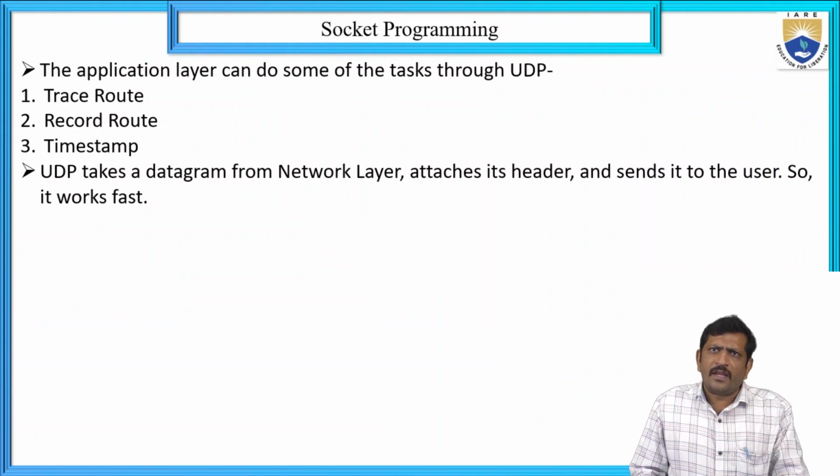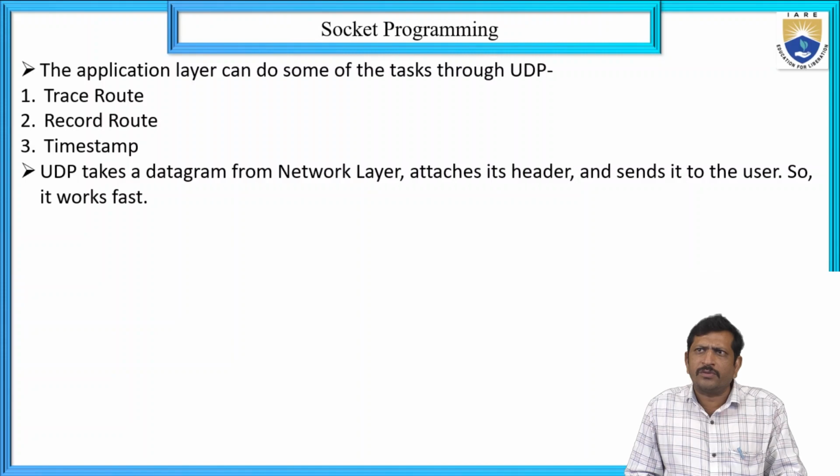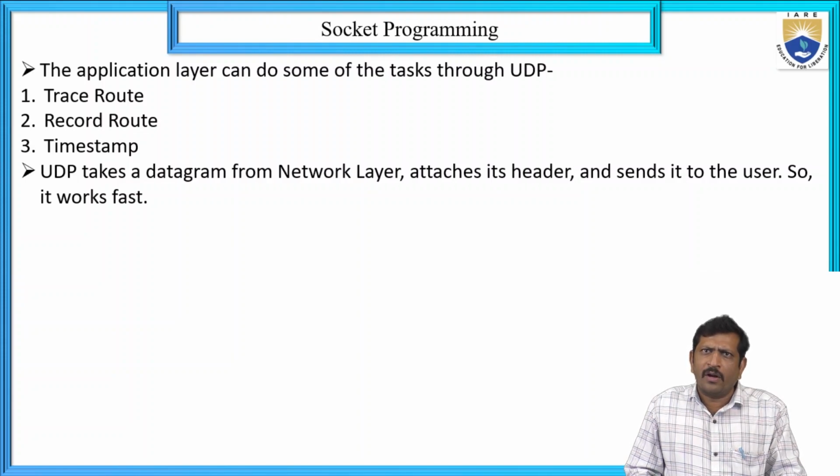And the application layer can do some tasks through UDP: traceroute, record route, timestamp. So the application layer can do these tasks through the User Datagram Protocol. Tracing the route means how data packets are transmitted, tracing the best and most effective route for sending the data packets from source to destination.